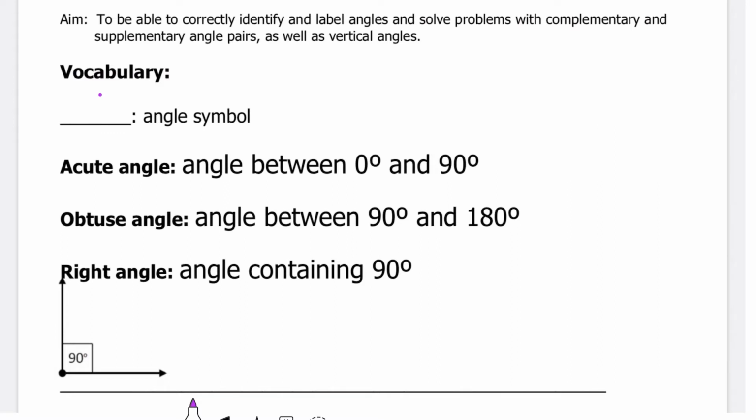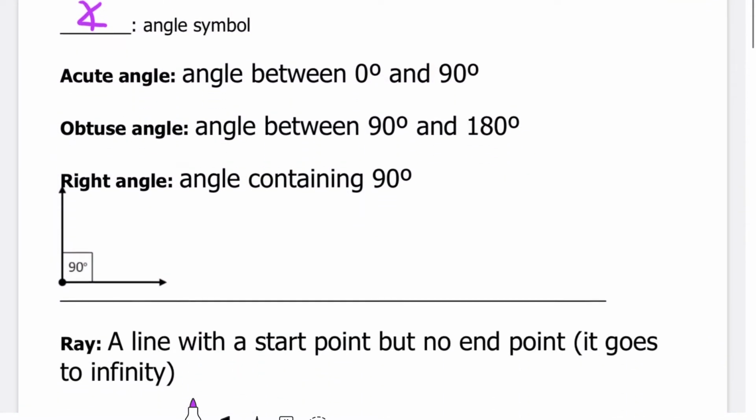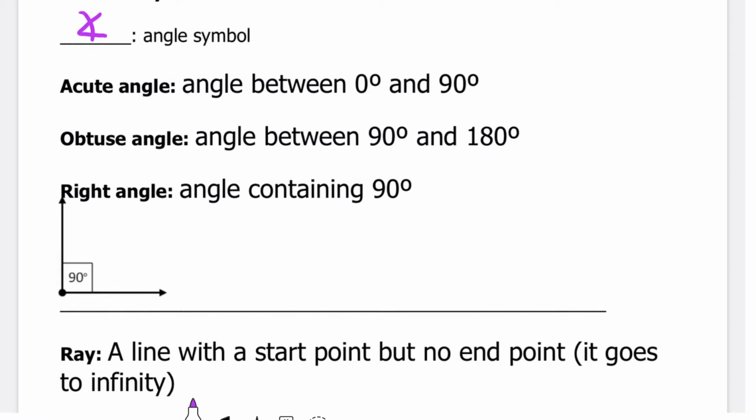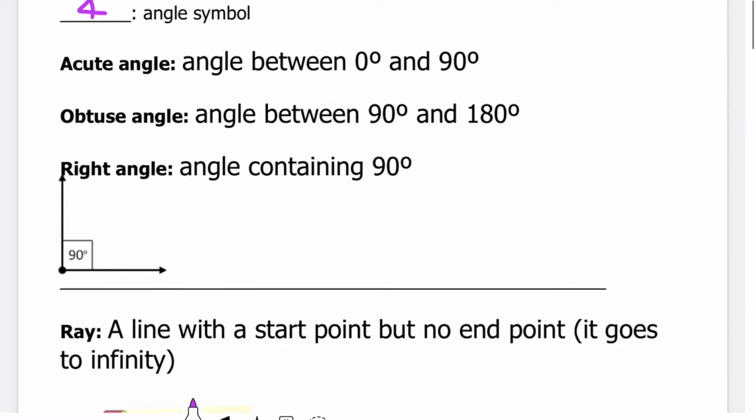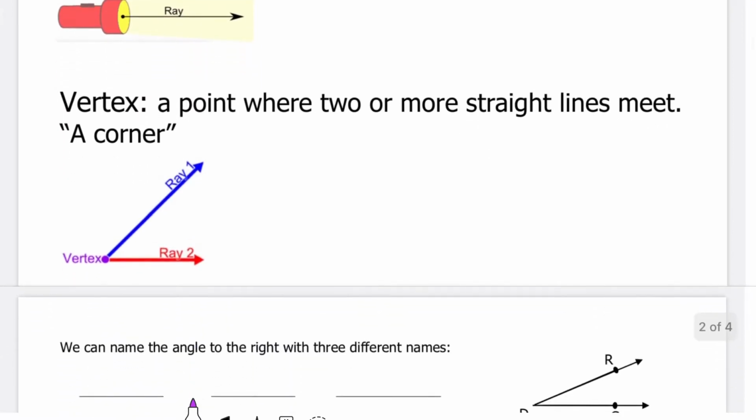The angle symbol looks like this. So you're going to fill that in. And then I want you to pause the video and you're going to fill in all of these vocab words. So acute, obtuse, right angle, and then ray. So pause the video now and then unpause when you're done copying. And then here's your last word, vertex. Again, pause, copy, and then unpause.